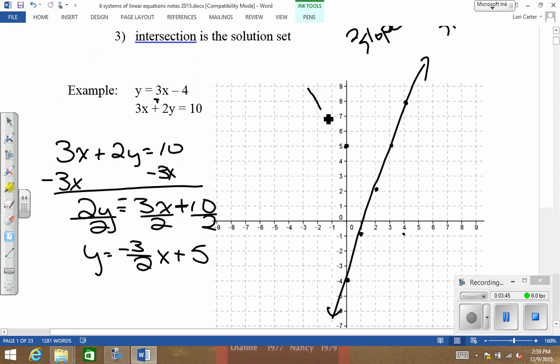and draw your line. Okay, where do they intersect? At point 2, 2. That intersection is your solution or your answer. So the solution to this problem is this point, and this point is x comma y, right? 2, 2 in this case.